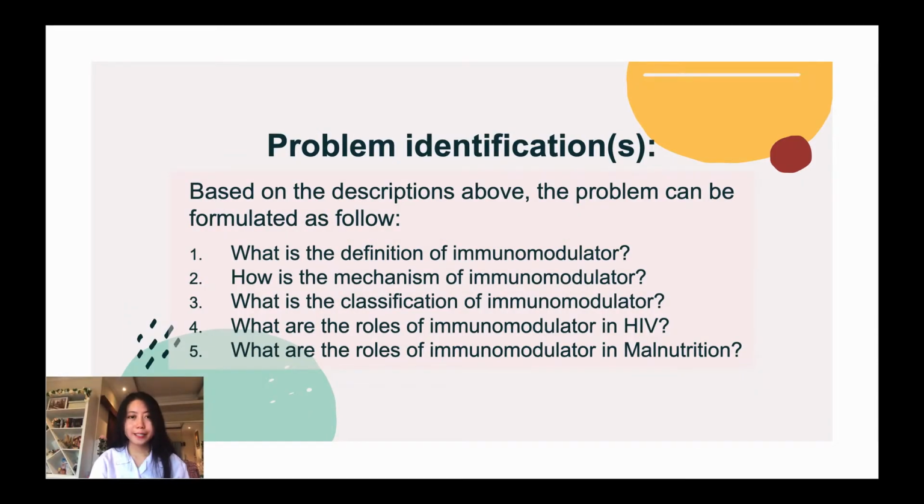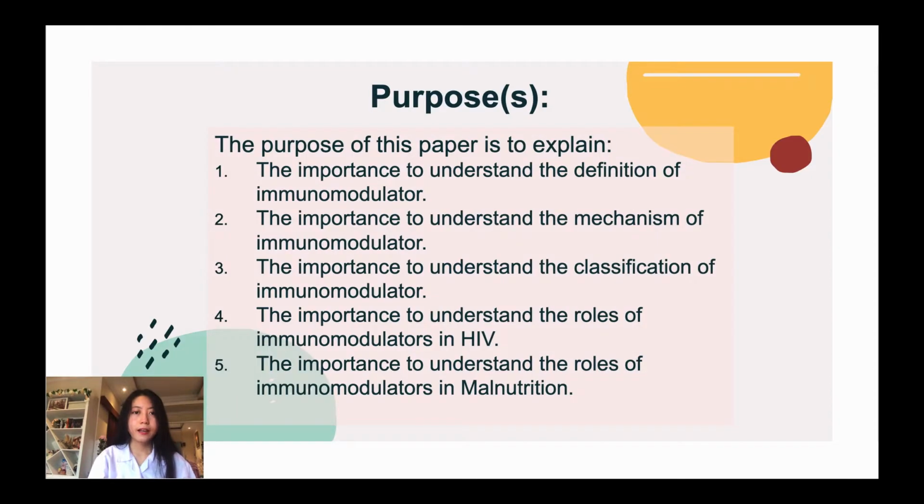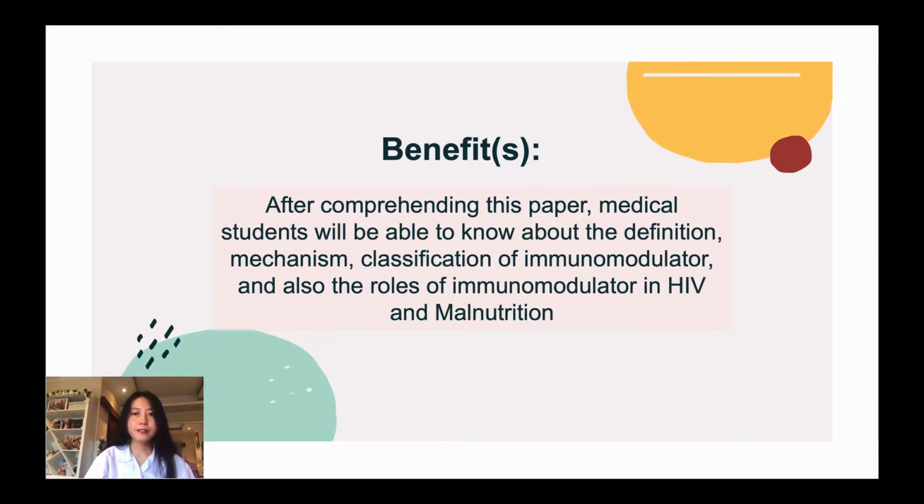Good afternoon. Based on the description above, the problem can be formulated as follows. One, what is the definition of immunomodulator? Two, how is the mechanism of immunomodulators? Three, what is the classification of immunomodulators? Four, what are the roles of immunomodulators in HIV? And five, what are the roles of immunomodulators in malnutrition? The purpose of this paper is to explain the definition, mechanism, and classification of immunomodulators, also their roles in HIV and malnutrition. After comprehending this paper, medical students will be able to know about these topics.